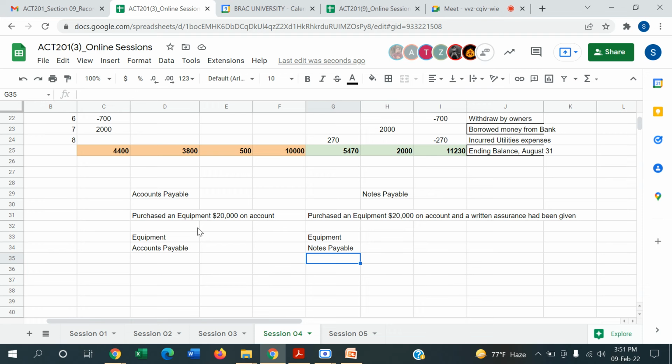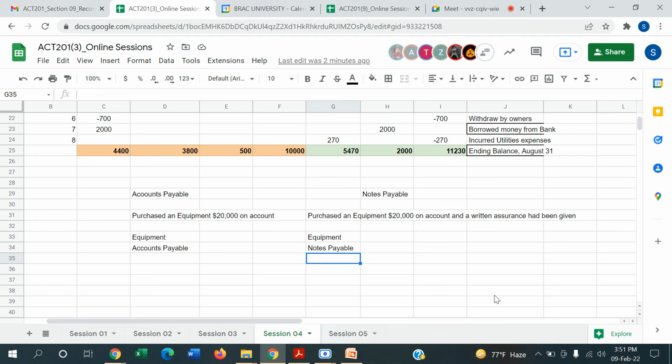In the notes payable, what is mentioned on a stamp is that you have purchased these things from them, and this amount will be paid to that party after a specific time period. That will be known as a notes payable. If written assurance has been given, that will be considered as a notes payable. If no written assurance has been given, that will be known as an accounts payable.